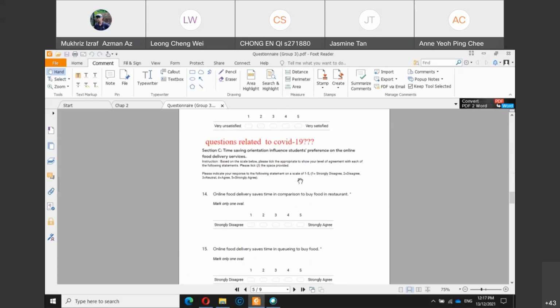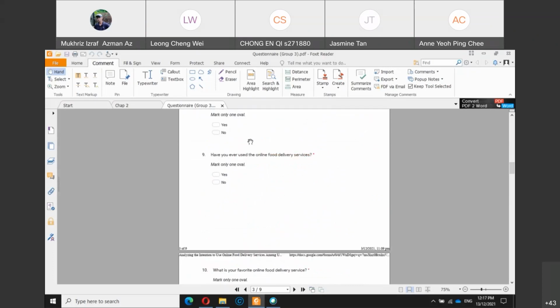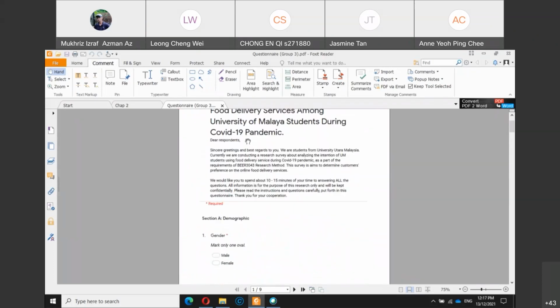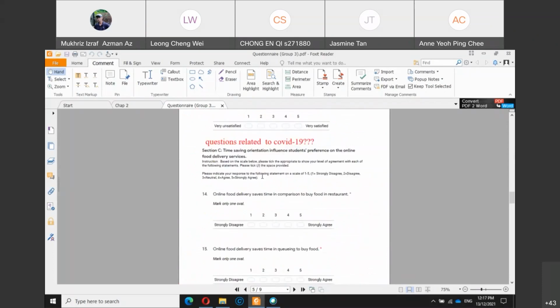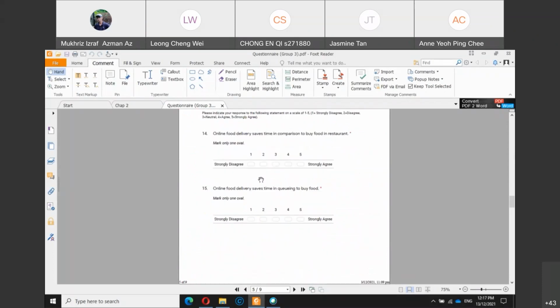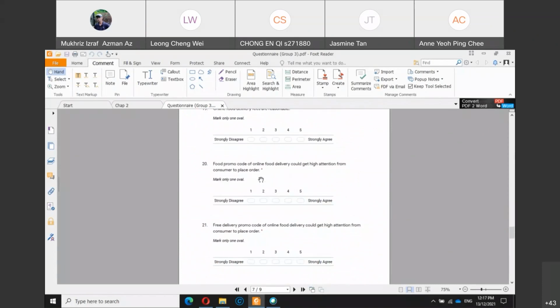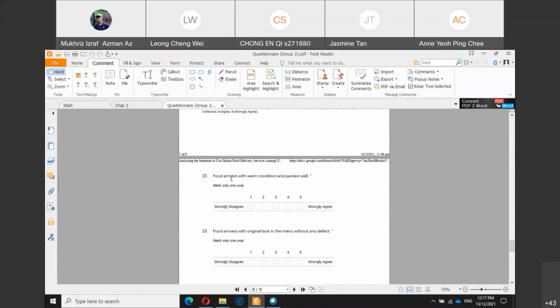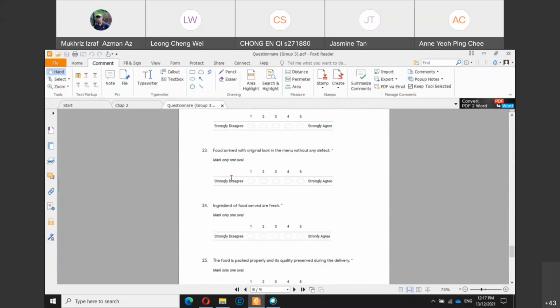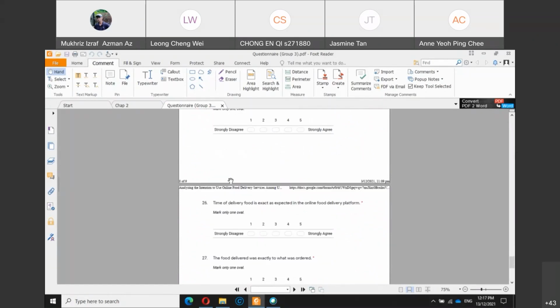And there is no question at all related to COVID-19. Your topic is supposed to be during the COVID-19 pandemic, but all of the questions from section C onwards have nothing on COVID-19. There are no questions that you ask related to COVID-19. For example, students are learning from home.